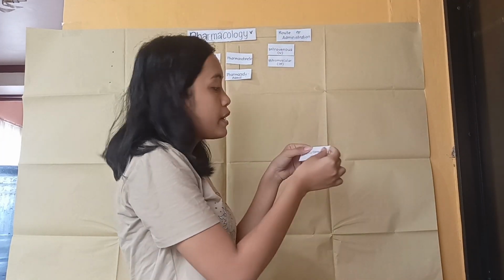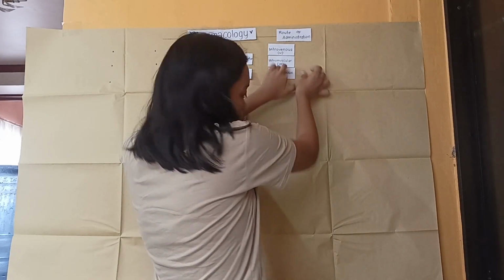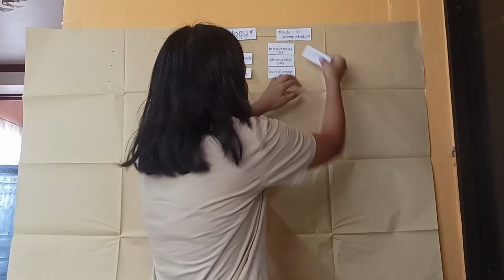Next, we have subcutaneous, which has 75 to less than or equal to 100% bioavailability, and it has a smaller volume than intramuscular, and it may be painful. So if intramuscular is painful, subcutaneous has a smaller volume than intramuscular, and it is only maybe painful. Next, we have oral. The oral route of administration has 5 to less than 100% bioavailability, and we all know that this route of administration is the most convenient.